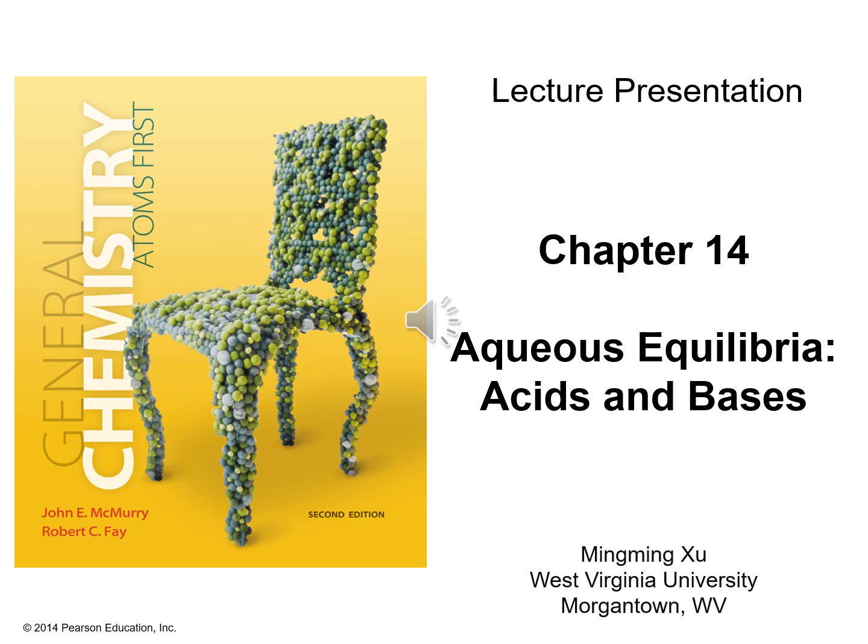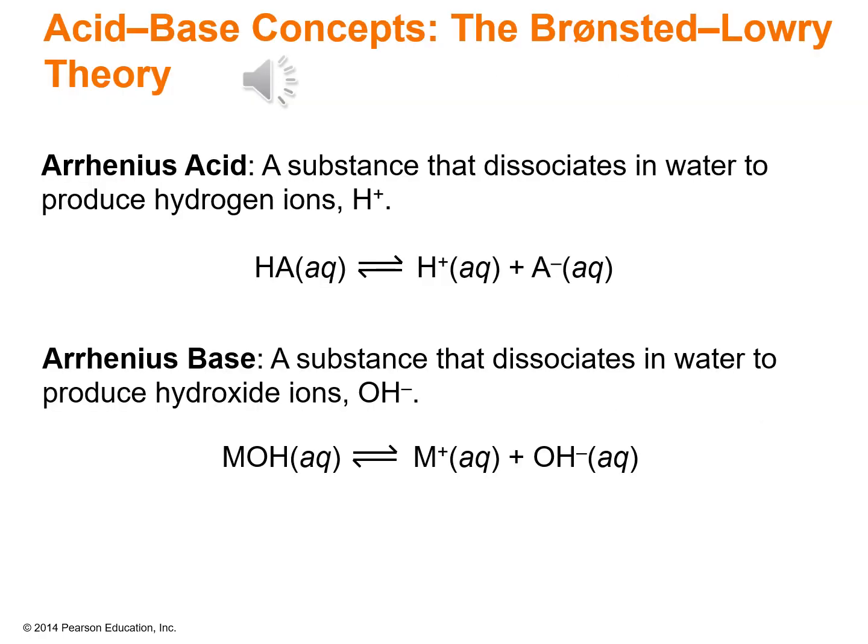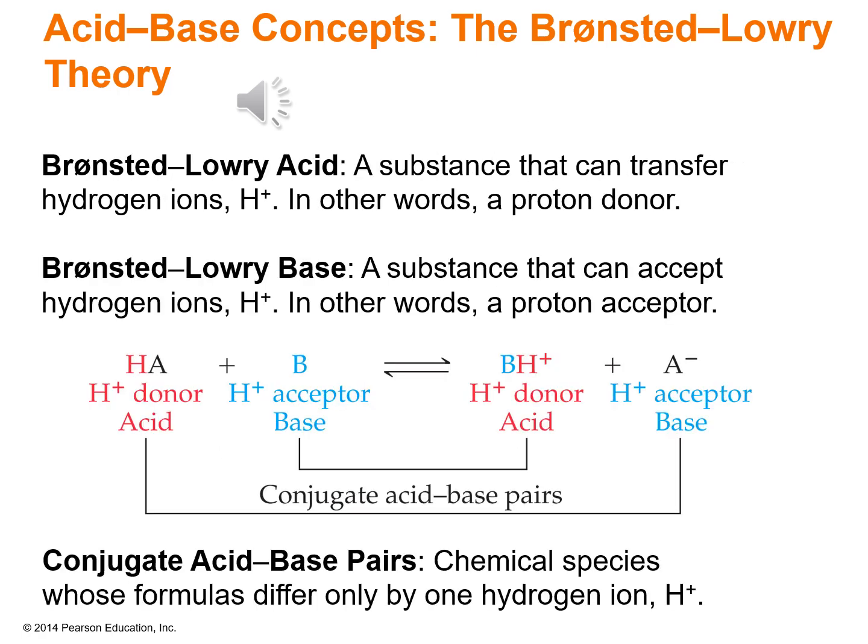Let's look at some very general acid-base concepts. We usually define acids as anything that dissociates in water to produce a proton, a hydrogen ion, and a base as anything that dissociates in water to produce hydroxide ions. But the Arrhenius theory doesn't account for certain compounds like ammonia, NH3, that don't contain hydroxide groups.